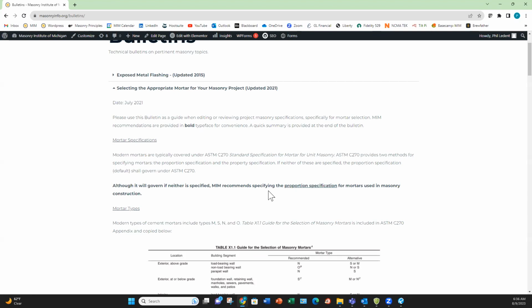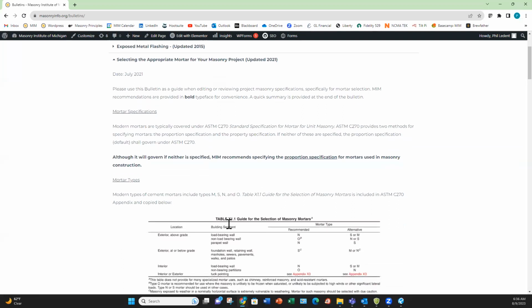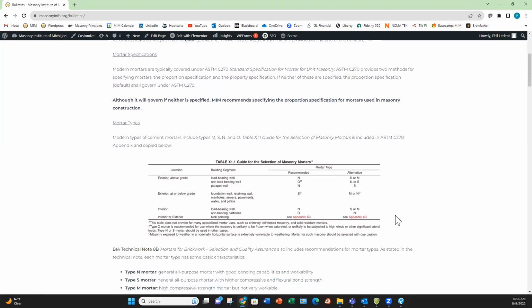In terms of mortar types, our common cement mortar types include types M, S, N, and O. And in ASTM C270, which I just showed you, in the appendix, they have a guide for the selection of mortars, which I have on my screen in front of you. It gives you a recommended mortar type and then an alternative mortar type. So for instance, if we had an exterior above grade load bearing wall, ASTM C270 suggests the recommended type would be type N, and an alternate type would be type S.